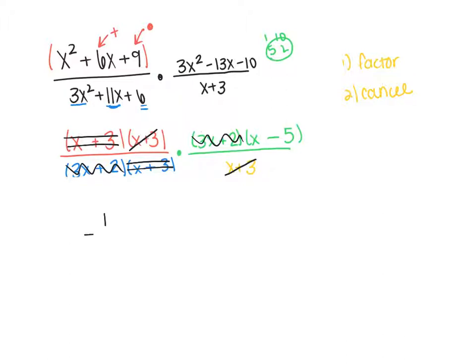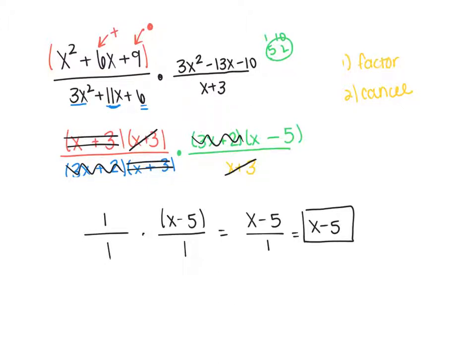I've got 1 over 1 times x minus 5 over 1. So when I multiply across the top, I get x minus 5 over 1, which gives me just x minus 5. You do not need to write a 1 in the denominator, but you do have to write a 1 in the numerator. So in this case, x minus 5 over 1, I could just rewrite it as x minus 5, and that would be my final answer.